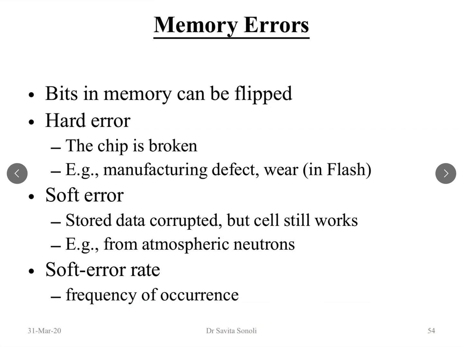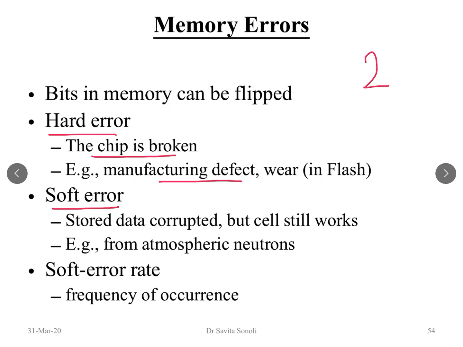Hi all, today we will study memory errors. There are two types of memory errors, one is hard error and the other one is soft error. So what is hard error? In the hard error, the chip will be broken, that is, it could be a manufacturing defect also. You might have seen your mobile phones, you are putting your memory sticks, right? So the memory chip itself would have been broken or it could be a manufacturing defect. Such kind of errors are called hard errors.